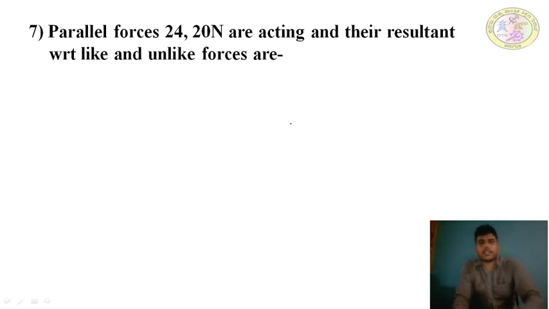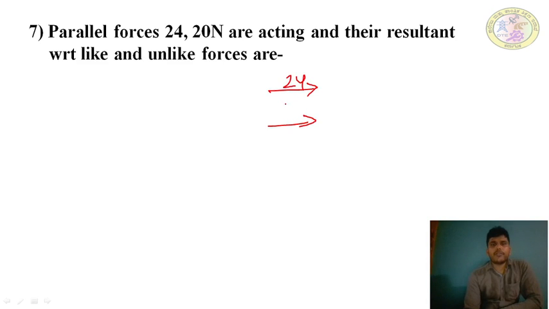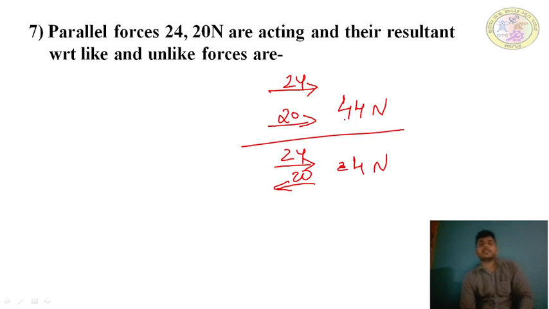I'll erase it, one second. 24 and 20 are like forces, which are in the same direction. So adding these two, 24 plus 20 is 44 Newton. When they are unlike forces, 24 is in one direction and 20 is in the opposite direction, so 24 minus 20 is 4 Newton. Like forces give 44 Newton, and unlike forces give 4 Newton.